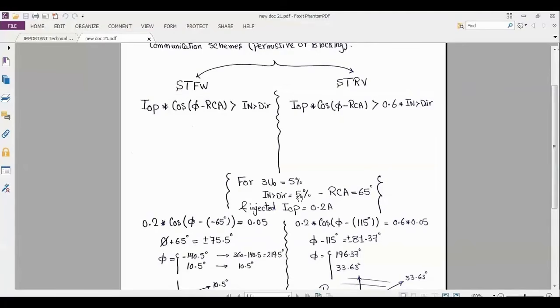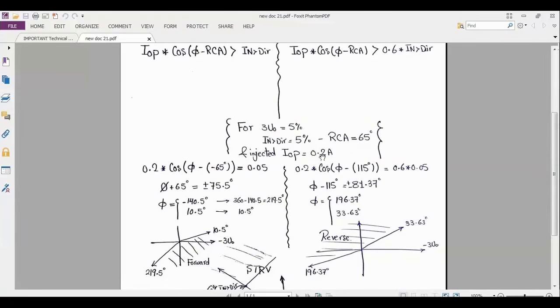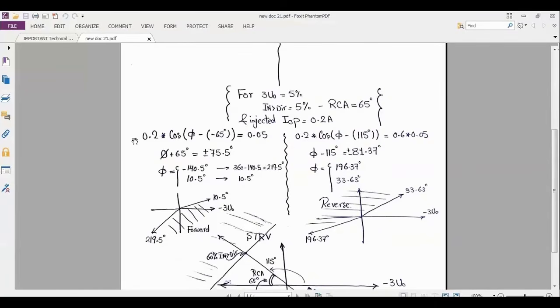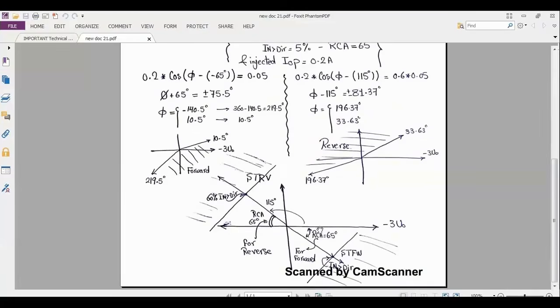Then I come to this equation, 0.2 times cosine phi minus the relay characteristic angle at 65 degrees. These 65 degrees are drawn down here, like this. So the relay characteristic angle becomes 65 degrees, drawn down here like this.